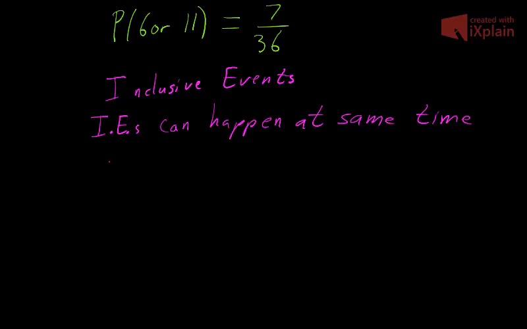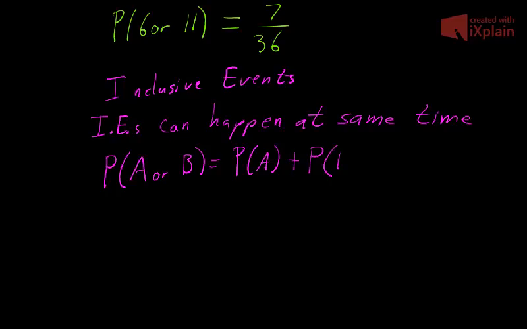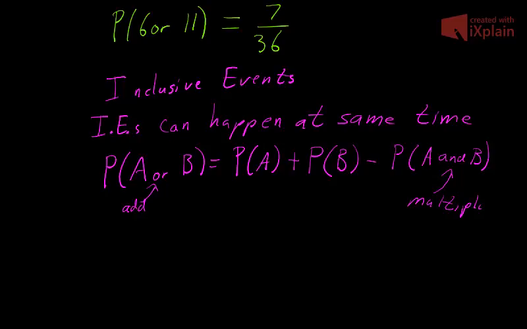So for the inclusive event case, we are going to find that the probability of A or B is going to be equal to the probability of the first thing plus the probability of the second thing minus the probability of A and B. And this is where I told you that the definition of and means something a little bit different here, because or means add when we do probability, and is going to mean multiply. That seems kind of weird, but you'll see how it works in a second.